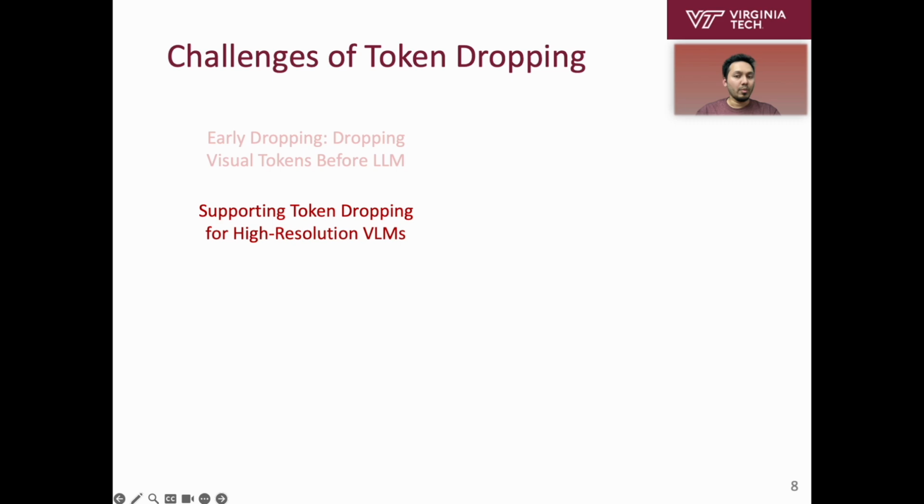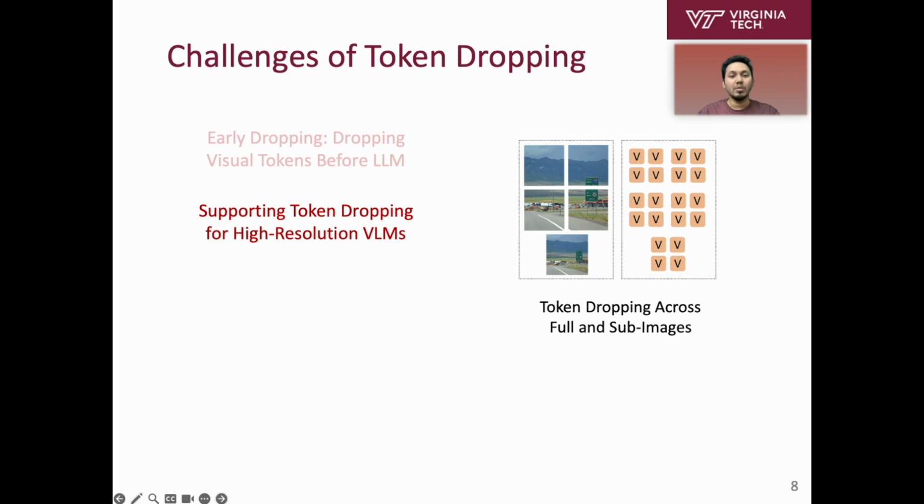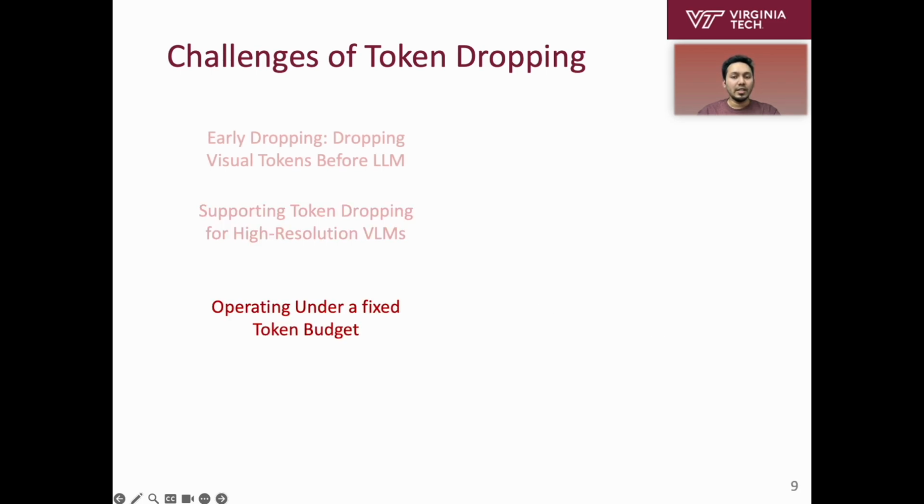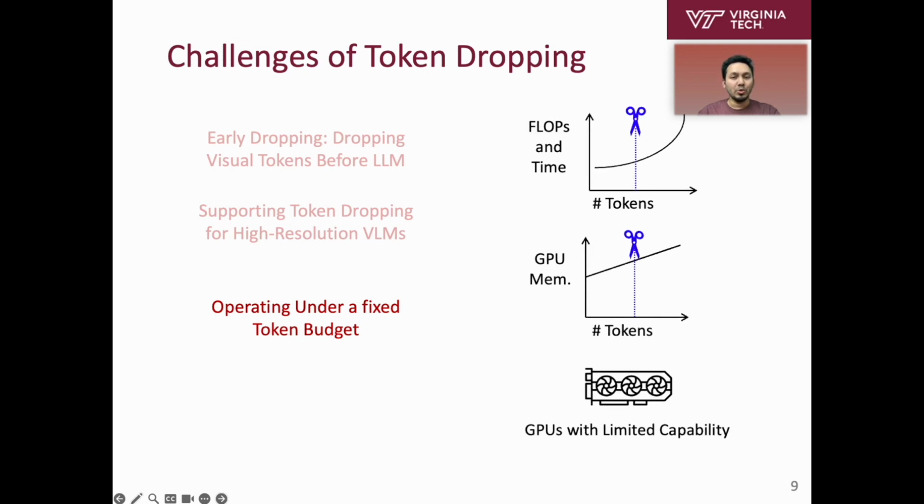While early dropping is a better option, designing such a scheme for high-resolution VLMs remains challenging. Specifically, the challenge is to design a token dropping scheme that effectively drops tokens across full and subimages. Additionally, designing a mechanism for devices with limited computational capability can ensure its broader adaptability. Since the number of tokens directly impacts the computational resources and the GPU memory usage during VLM inference, a token dropping strategy that operates under a fixed token budget enables efficient inference on resource-constrained devices.